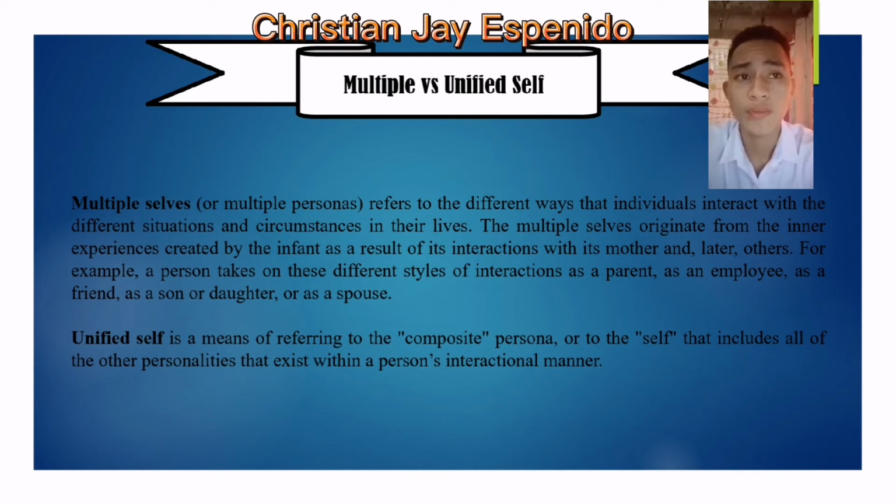Now, let's talk about unified self. Unified self is a means of referring to the composite persona or to the self that includes all of the other personalities that exist within a person's interactional manner. The self is sometimes understood as a unified being essentially connected to consciousness, awareness, and agency.